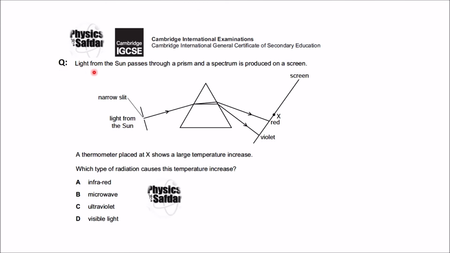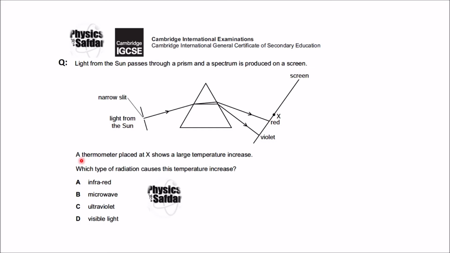The question is, light from the sun passes through a prism and a spectrum is produced on a screen. Light from the sun, and this is a narrow slit or opening, hits this triangular prism. First diffraction takes place, and after that you can see on a screen splitting of colors. At the top you can see red, at the bottom violet. One more point above the red, that is X.